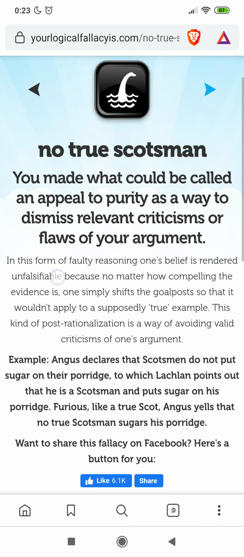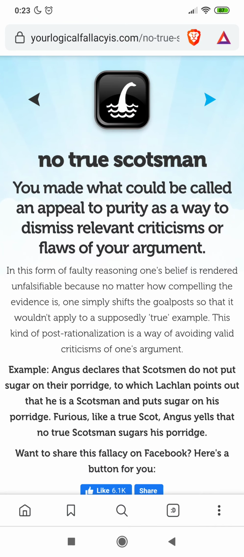No true Scotsman. You made what could be called an appeal to purity as a way to dismiss relevant criticisms or flaws of your argument. In this form of faulty reasoning, one's belief is rendered unfalsifiable because no matter how compelling the evidence is, one simply shifts the goalpost so that it wouldn't apply to a supposedly true example. This kind of post-rationalization is a way of avoiding valid criticism of one's argument.